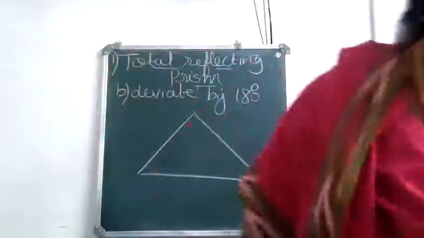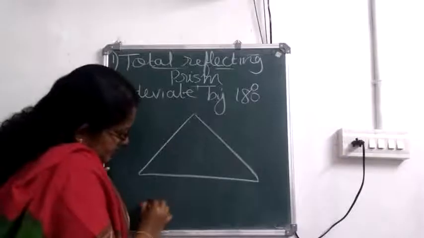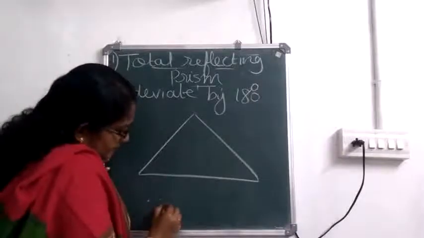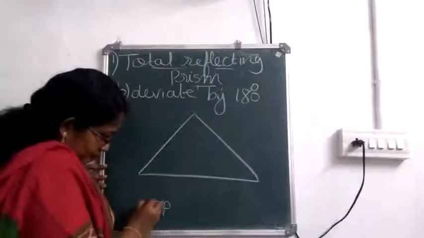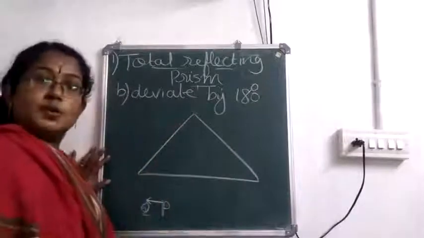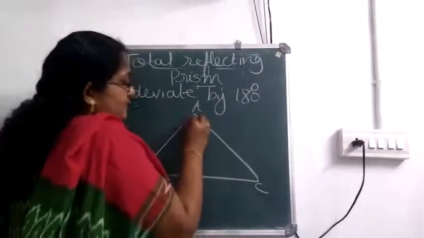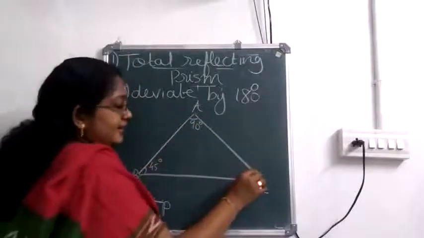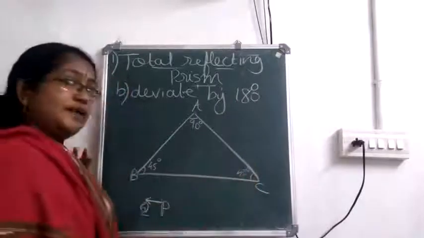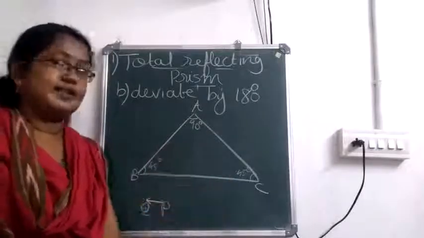Now we will check how the light ray gets deviated by 180 degrees. So for this, I am marking 2 points. Okay, let this point be P and this point be Q. Okay, now A, B, C. This is the 90 degree angle, and these two are 45 degrees each. Okay, we have kept the prism in another manner, same reflecting prism, but we have kept it in another manner.